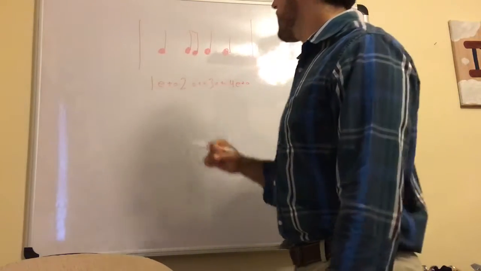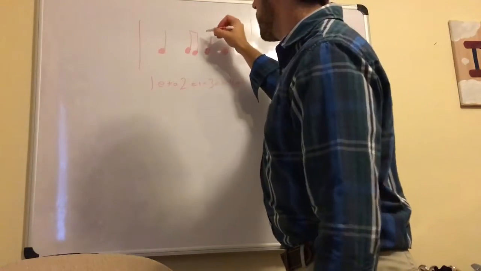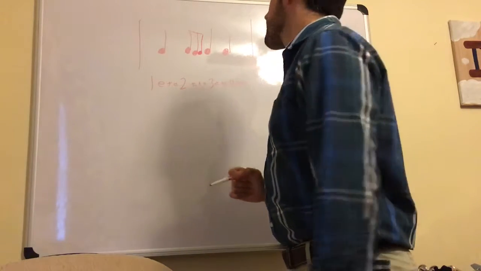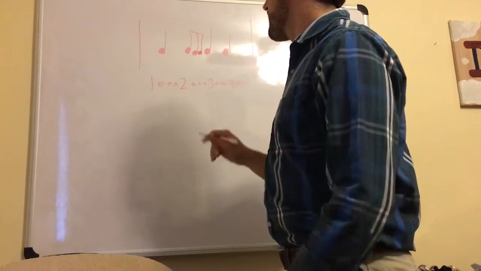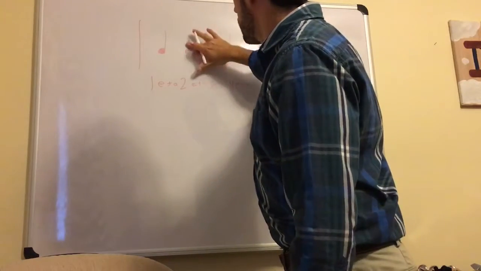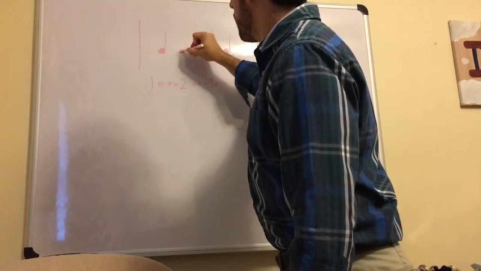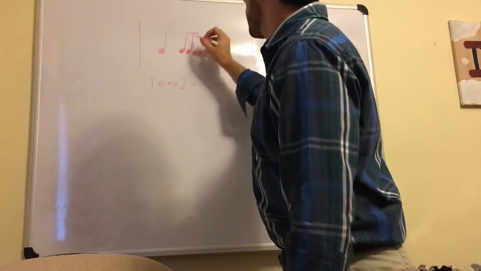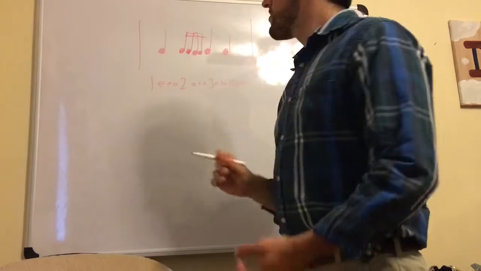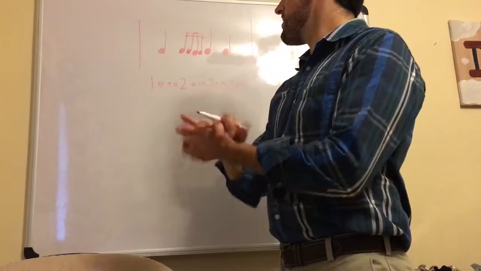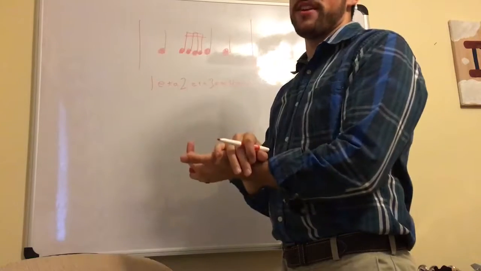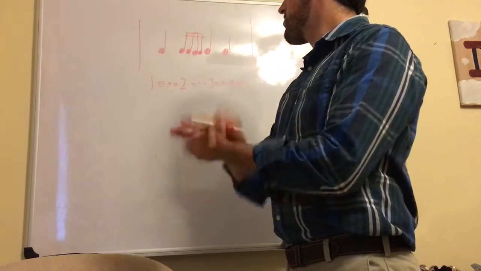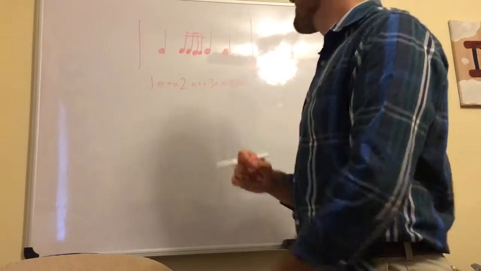So if we had some 16th notes in here, let's just add another 16th note in here. Let me erase this part right here, move it over so we have some more room, and we'll add a double bar on here. So 1 E and 2 E and 3 E and 4 E and 1 E and 2 E and 3 E and 4 E and.